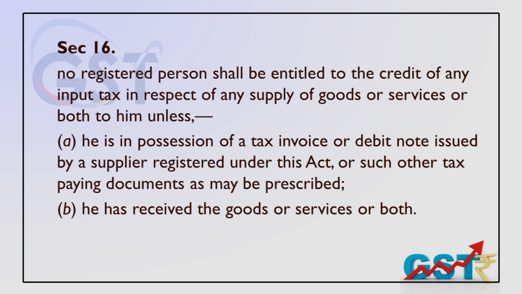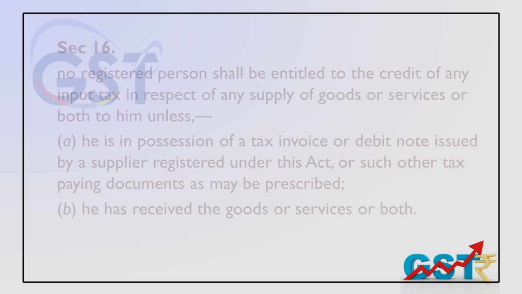The person can avail this input tax credit and is entitled to get the input tax set off against the tax on the output supply, which is definitely used or intended to be used in furtherance of the business. And this amount of credit which you have availed on your inputs is available in a ledger called the electronic credit ledger.